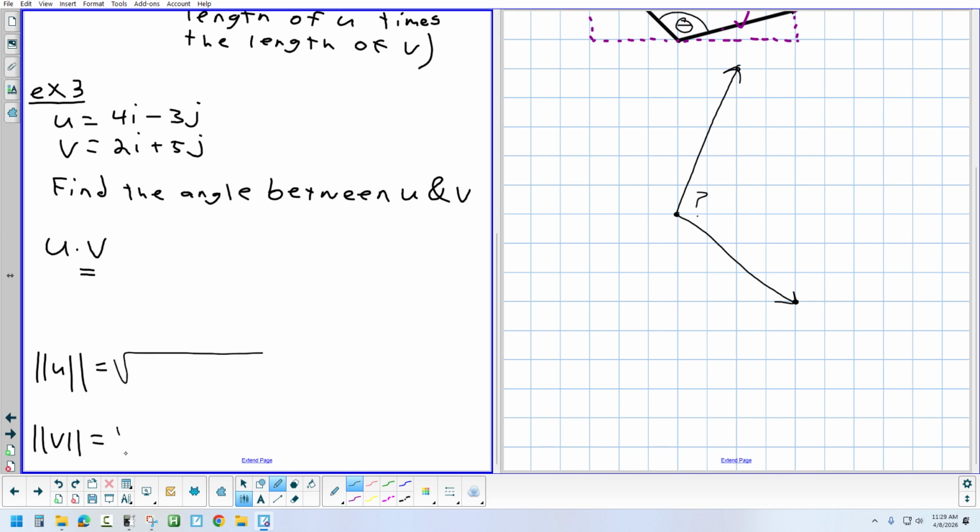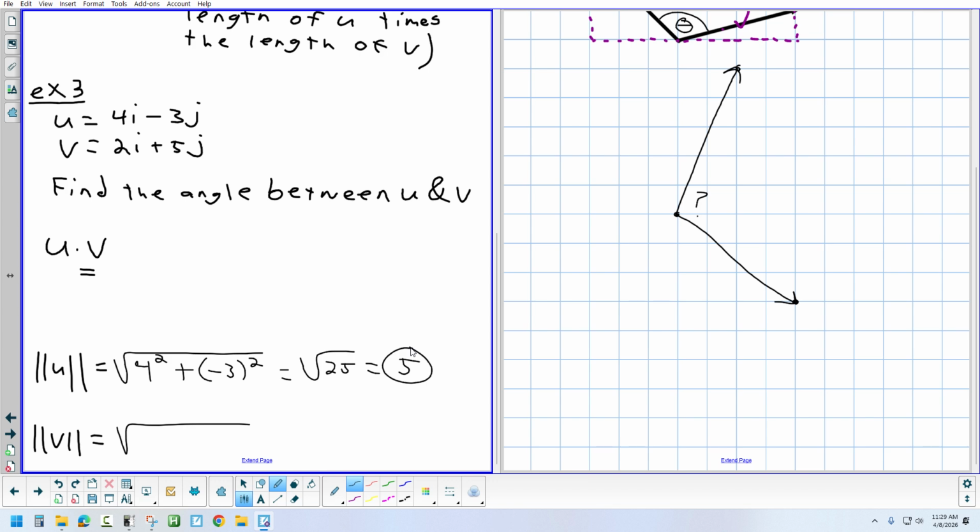Okay, what's the formula, or what's the expression we're going to write down for the magnitude of u? 4 squared plus negative 3 squared. Yep, 4 squared plus negative 3 squared. And that's going to give me the square root of how much? Yep, 25. So the length of u is 5. Okay, so there's one thing we need.